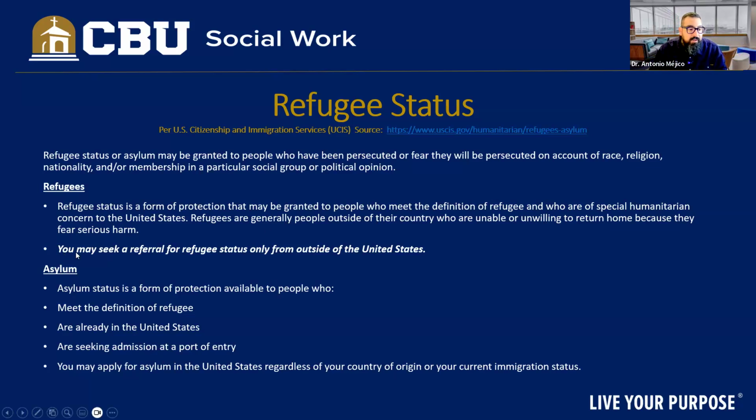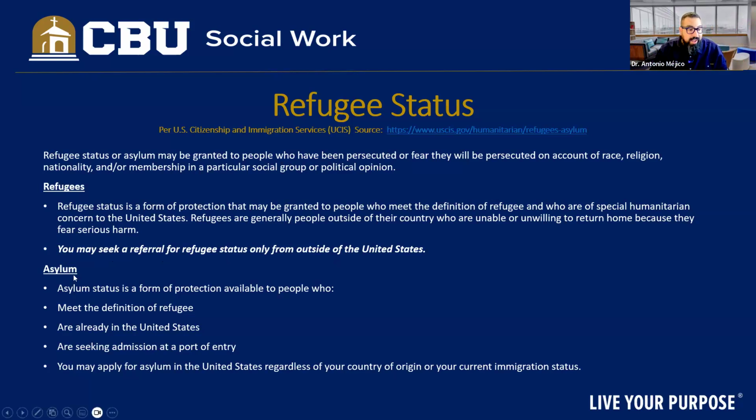Now, the important thing to consider is you may only seek a referral for refugee status from outside the United States. This complicates things further. So individuals may choose to flee their country of origin because of the issues that are going on in that country. But if they've not filed for refugee status before arriving in the United States, that does create challenges, right?